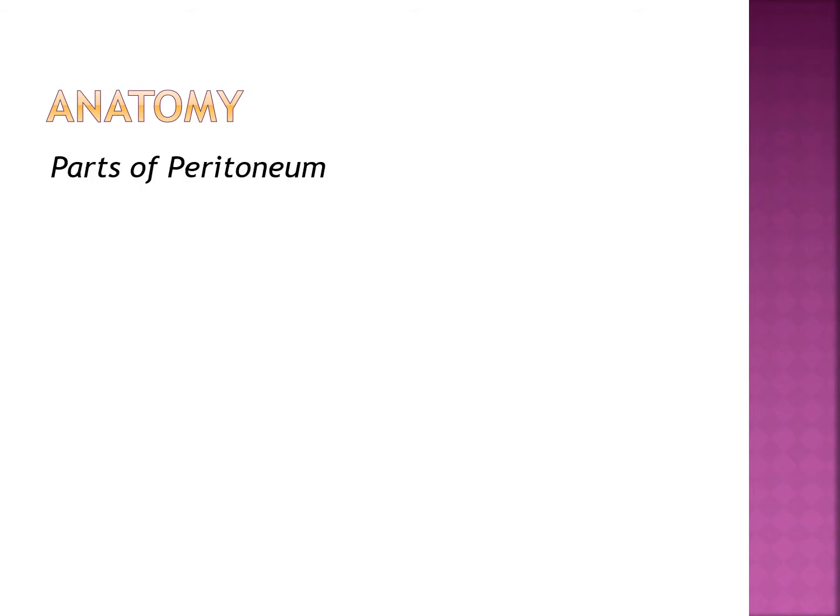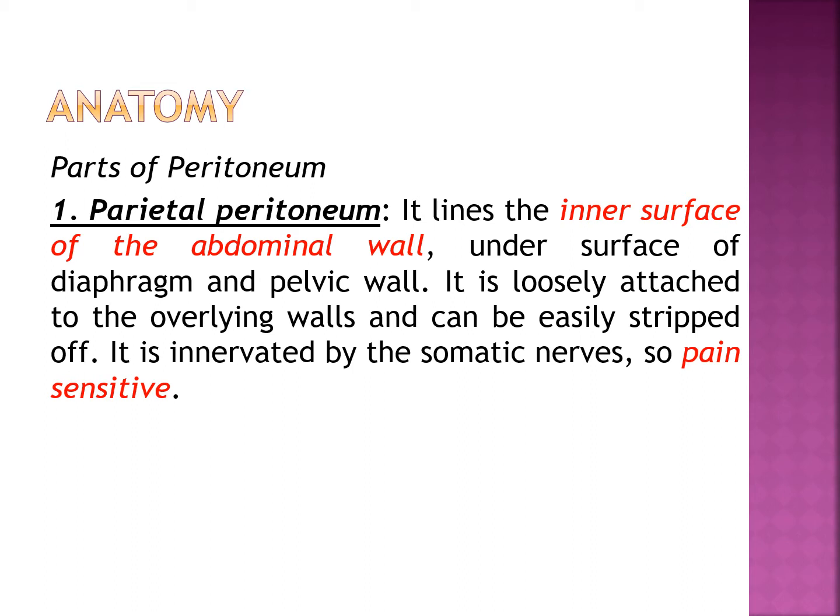Parts of the peritoneum, as we have said before, it is divided into two parts: parietal peritoneum, which lines the inner surface of the abdominal cavity, under surface of diaphragm and pelvic wall. So this is the parietal part. It is loosely attached, innervated by somatic nerves, so it is pain sensitive. When irritation or inflammation approaches this part, it becomes painful and the patient feels severe pain.